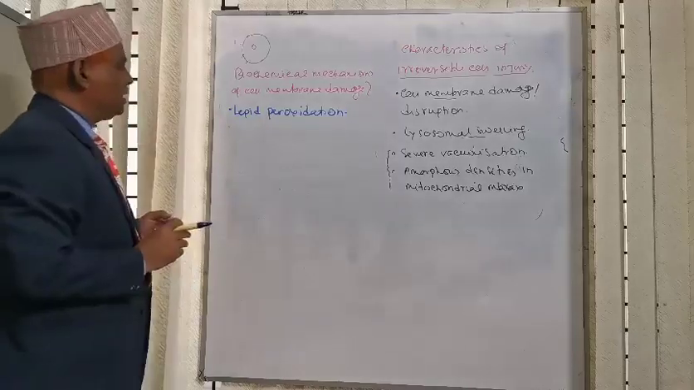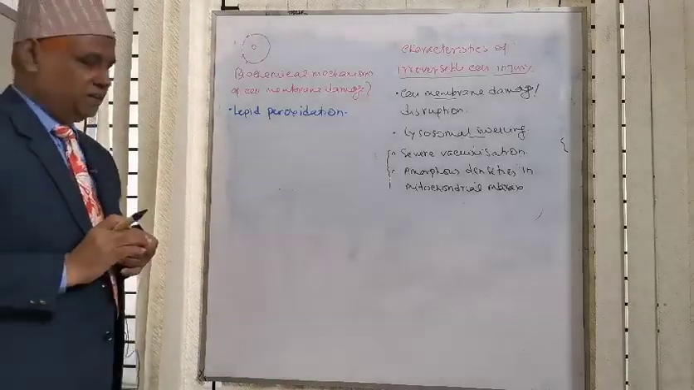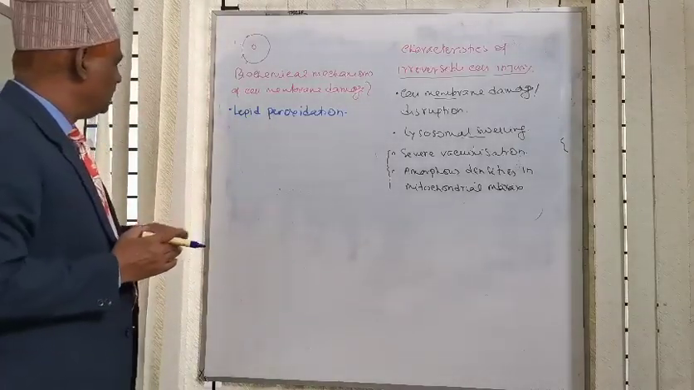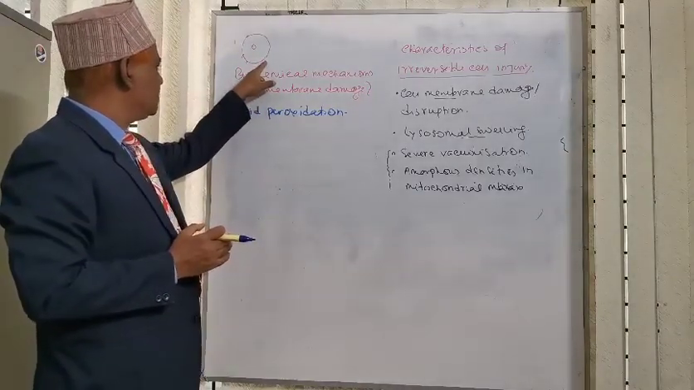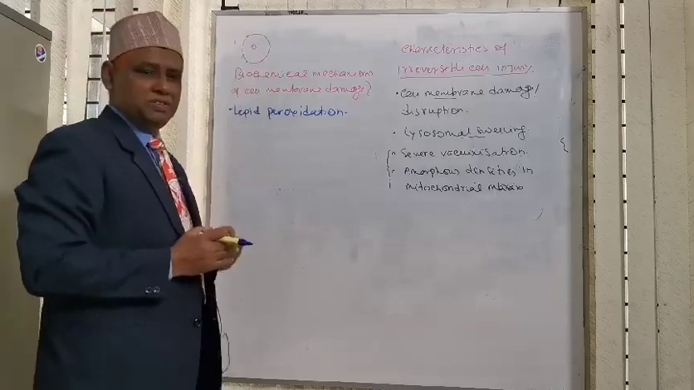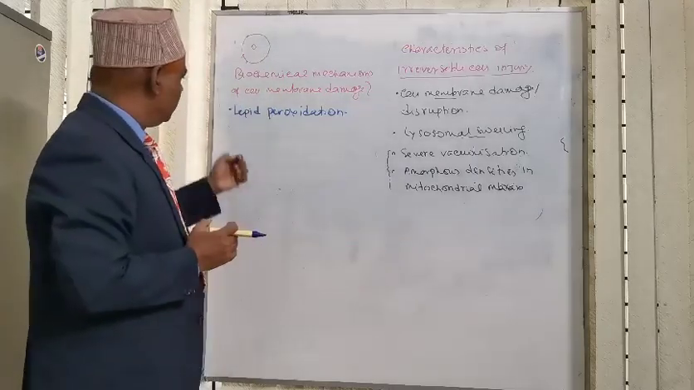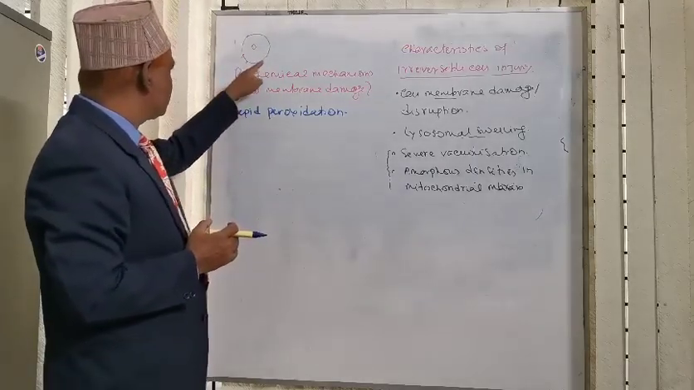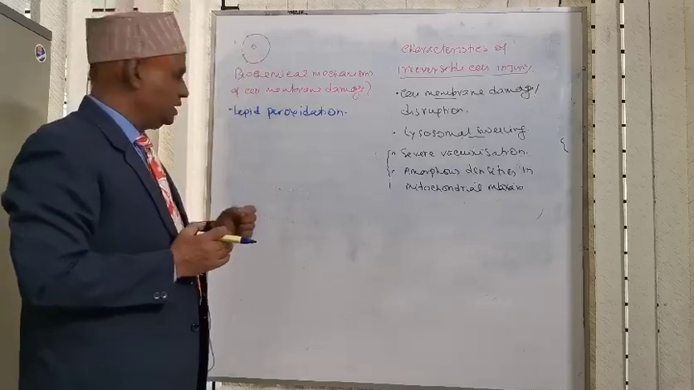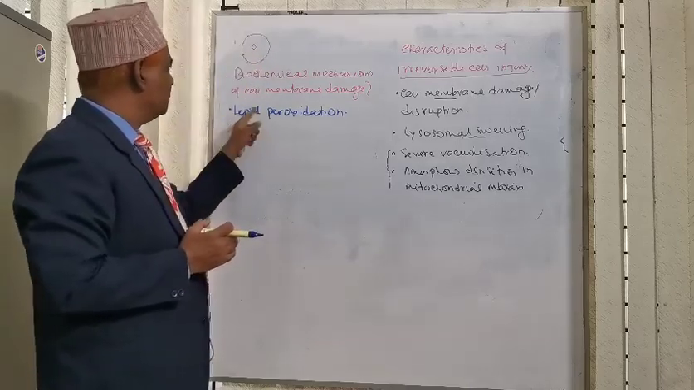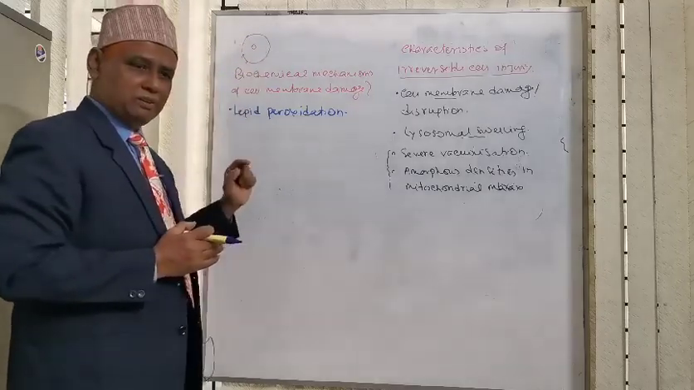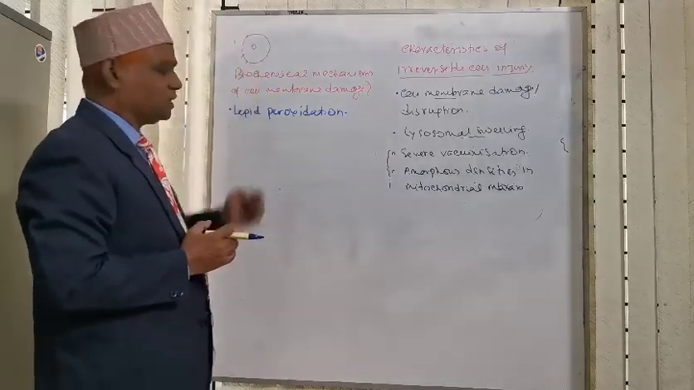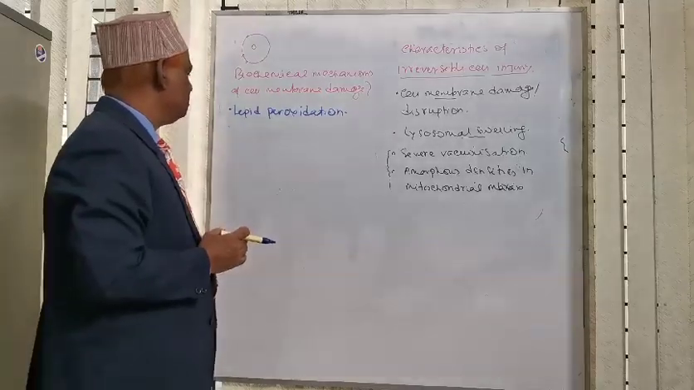We know the cell membrane is a lipid bilayer. It is composed of lipid and also protein. In lipid peroxidation, what happens there? There is activation of phospholipase enzyme within the cell membrane, and this phospholipase causes breakdown of the lipid of the cell membrane. The phospholipids of the cell membrane are destroyed or lost, so the cell membrane becomes damaged. This is lipid peroxidation.